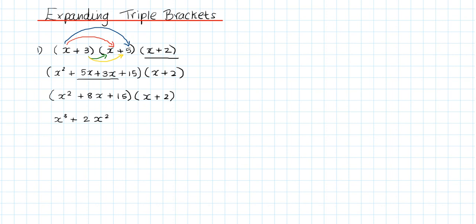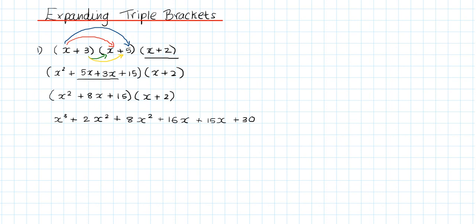Okay, the next step is I'm going to multiply the 8x with the x and then 8x with the 2. So 8x times x is 8x squared, and 8x times 2 is 16x. And then the last thing I need to do over here is multiply the 15 with the x and 15 with the 2. So 15 times x is 15x. 15 times 2 is 30.